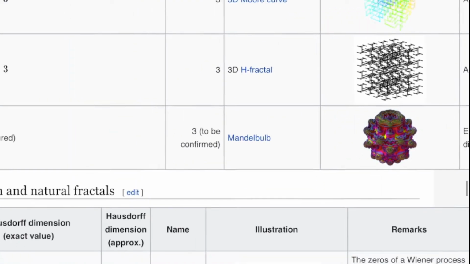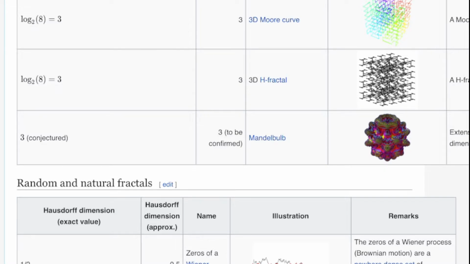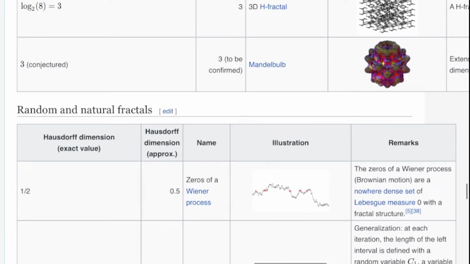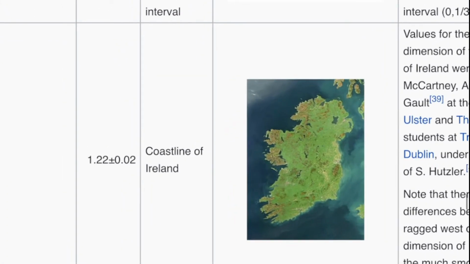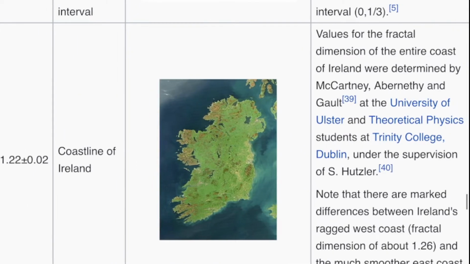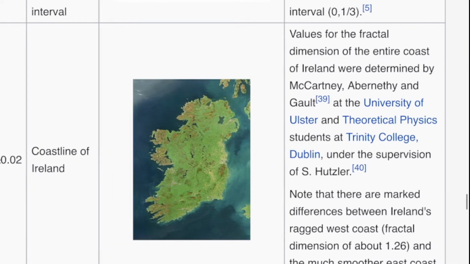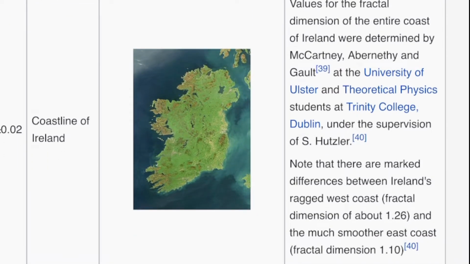And then here's something very interesting. Random and natural fractals. People have tried to apply the same kind of analysis to objects that exist in the real world. There are some real world objects which are super jiggity-jaggedy when you zoom into them. For instance, the coastline of Ireland apparently has been measured to have a fractal dimension of around 1.2. This was done in some research papers that you can read about if you like. I like this little note here: there are marked differences between Ireland's ragged west coast, about 1.26, and the much smoother east coast, about 1.1.